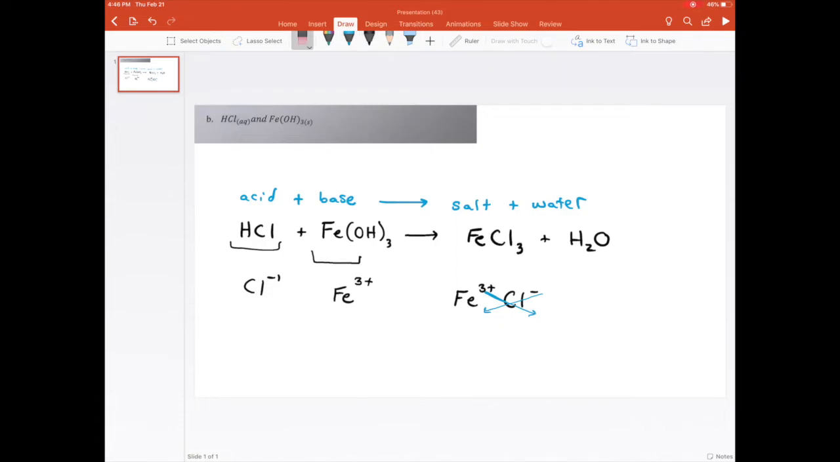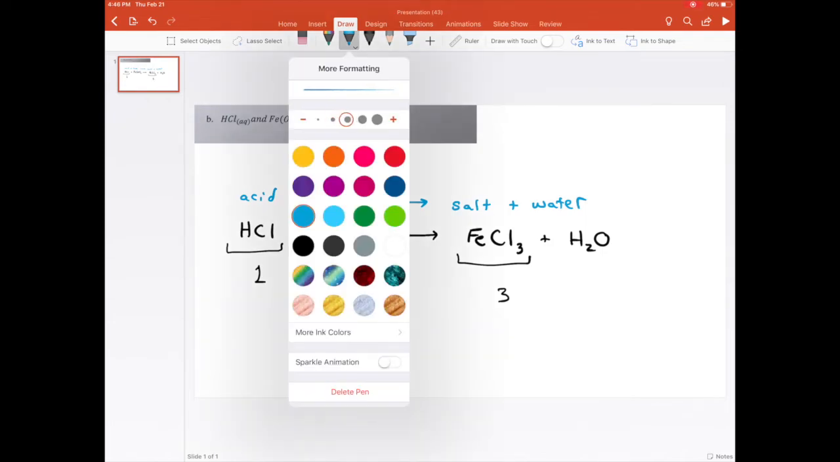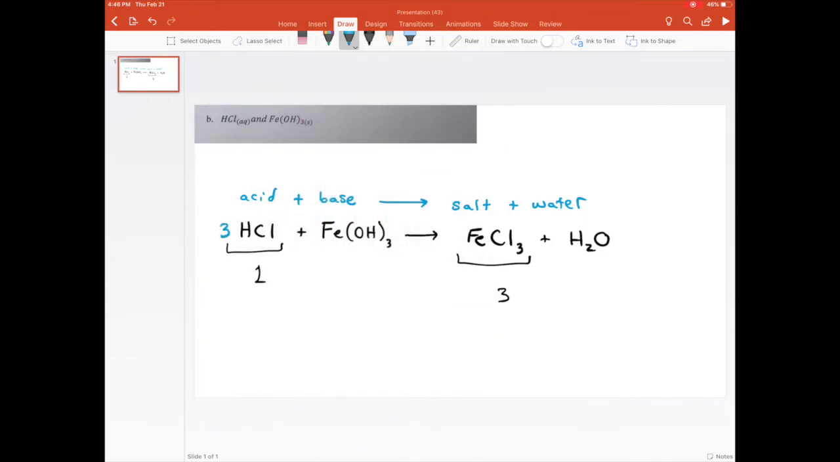So that is the skeleton of the equation. We just have to balance it now. To balance everything except for oxygen and hydrogen first. So on this left side I have 1 chlorine. On the right side we have 3. So what can I multiply 1 by to give me 3? 3. So that's that. Next we go to the irons. On the left side we only have 1 iron. On the right side we also only have 1 iron.